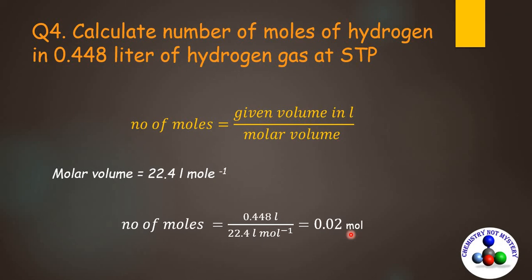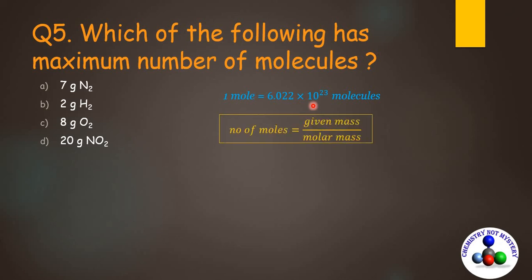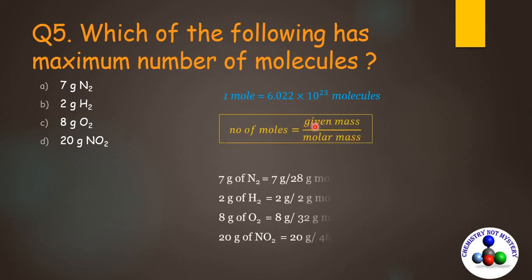Now try to solve this question. Which of the following has the maximum number of molecules? 7 grams of nitrogen, 2 grams of hydrogen, 8 grams of oxygen, or 20 grams of NO2. You know, the number of molecules depends on the number of moles. Higher the number of moles, higher will be the molecules. So first calculate the number of moles of each. After calculating the number of moles, you will find that hydrogen has the maximum number of moles, so it will have the maximum number of molecules as well.